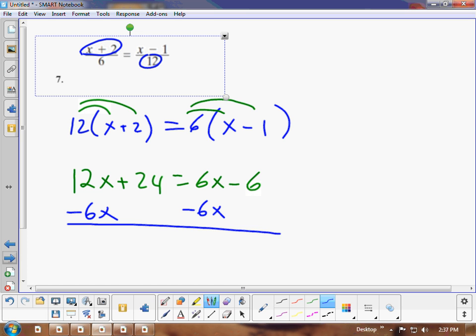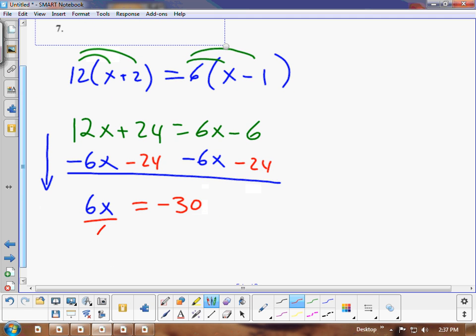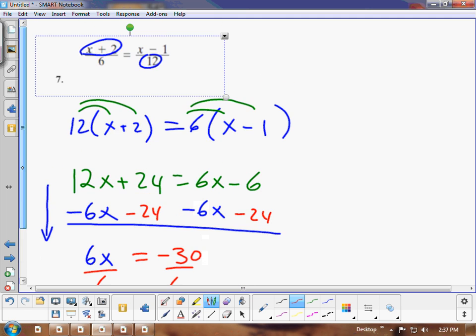I'm going to subtract here, and we get 6x. And at the same time, I can bring this 24 over to the other side, because the numbers are going to be on the other side. And you're going to get 6x equals negative 30. Divide by 6, and x equals negative 5. I'm going to go back and check it.